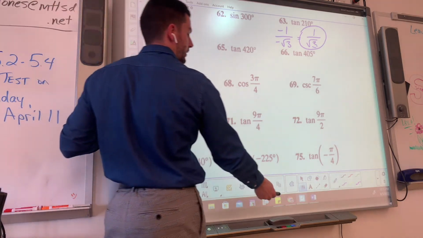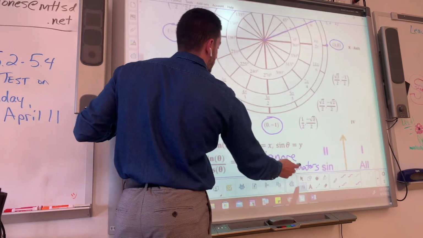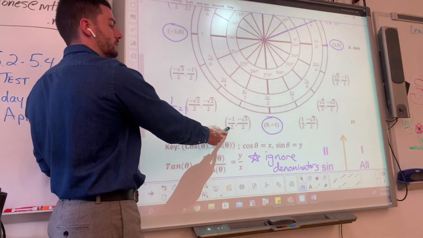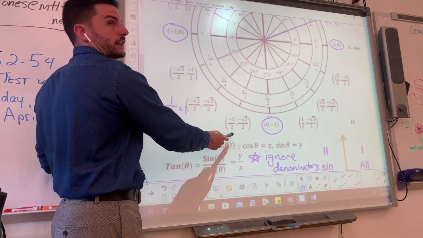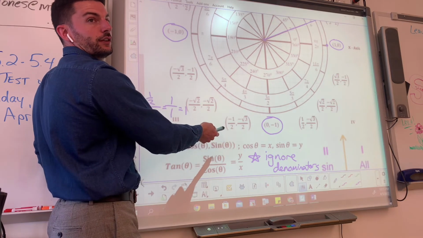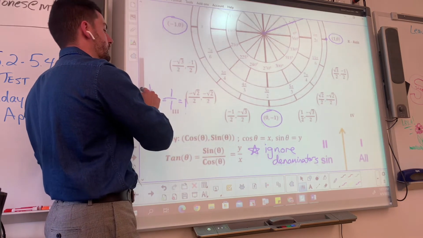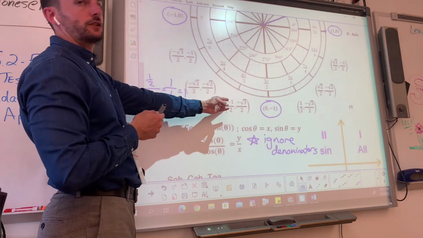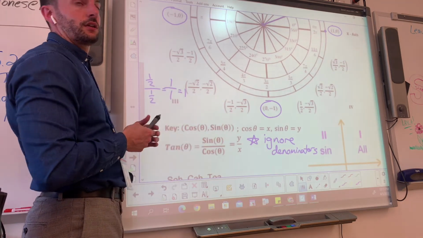We're just going to do something at the end. Okay, so we go to 240, we go to cosine. The x value for this point would be -1/2. And so what do you think we do? If it's secant, what do we do when we go from cosine to secant? It's the reciprocal, right? So we just flip it, okay?